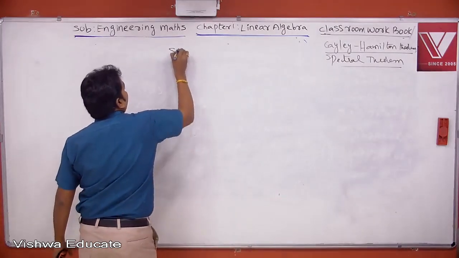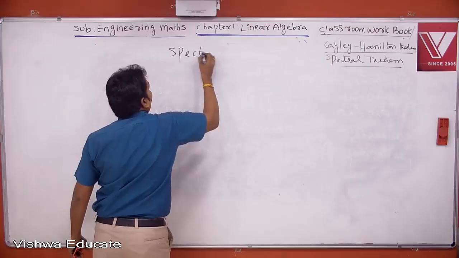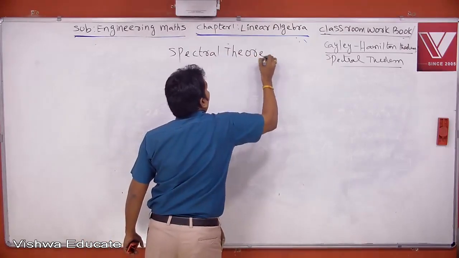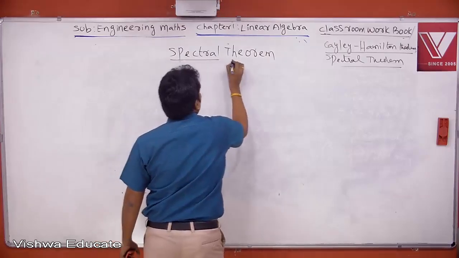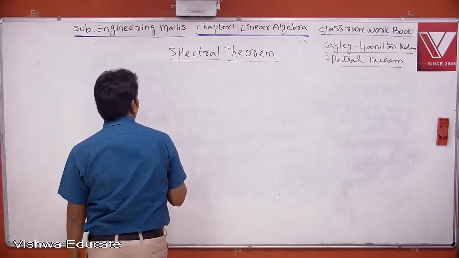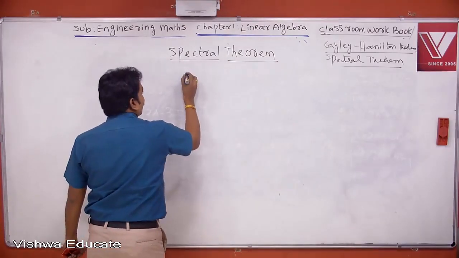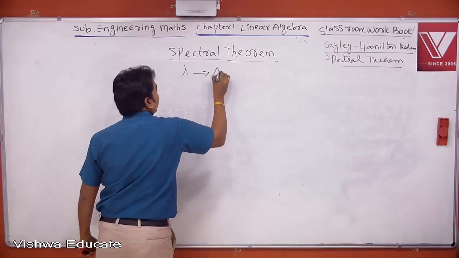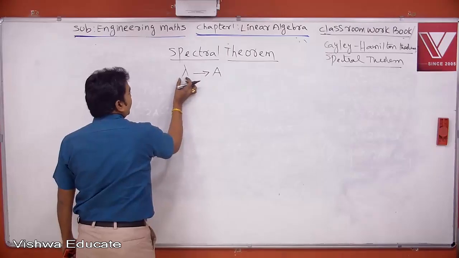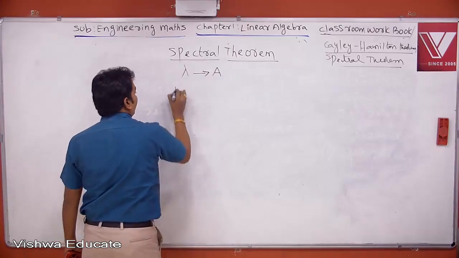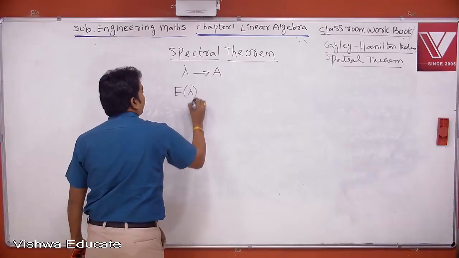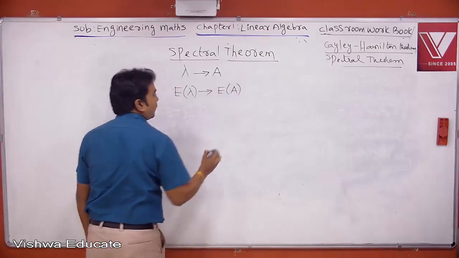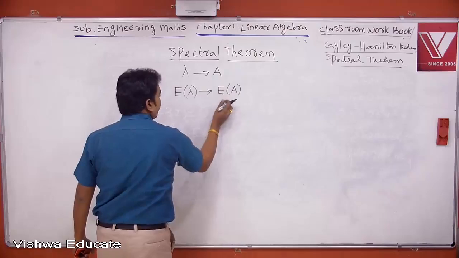Next concept is spectral theorem. Suppose lambda is an eigenvalue of a matrix A. Then E of lambda is an eigenvalue of the matrix E of A. Let me tell you what this E of A is.